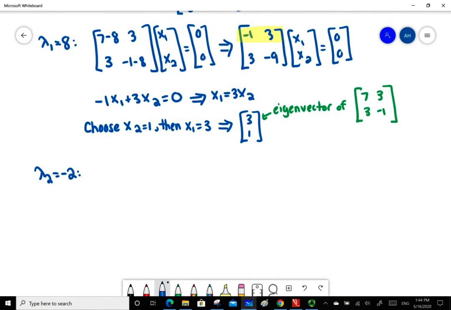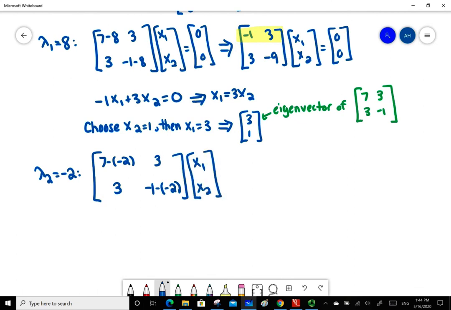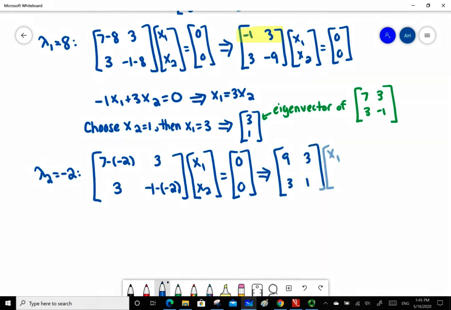Repeating the process for lambda 2 equals negative 2, we need to solve [7 minus negative 2, 3; 3, negative 1 minus negative 2] times (x1, x2) equals (0, 0). So [9, 3; 3, 1] times (x1, x2) equals (0, 0). Remember, it doesn't matter which row we use, so since the second row has smaller numbers, I'm going to use it this time instead of the first row.